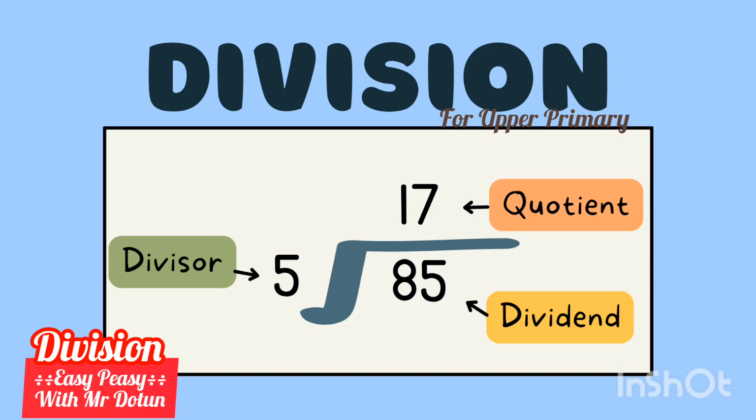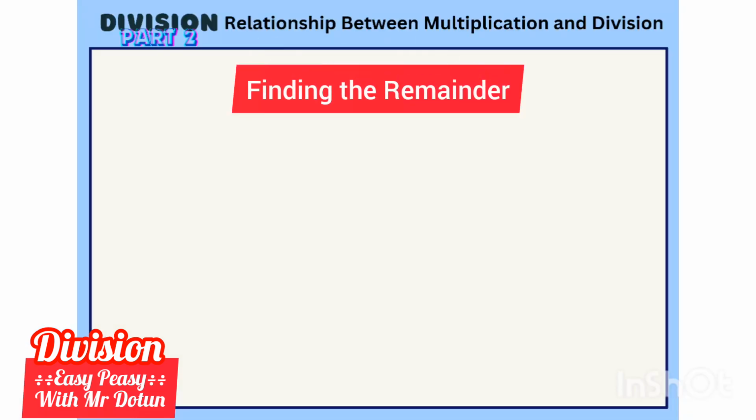This is part 2. In part 1, we talked about the relationship between multiplication and division. In this edition, we're going to continue from there. Part 2, relationship between multiplication and division. Today we'll focus on finding the remainder.